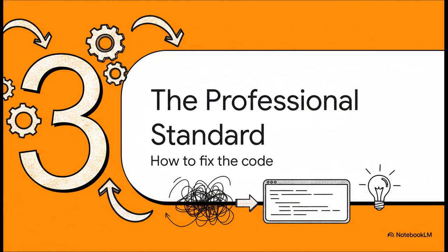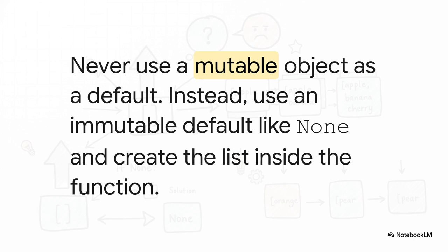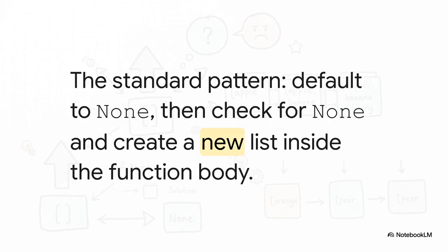So, we figured out why this happens. But the real question is, how do we stop it? Well, thankfully, there's a simple, really elegant solution that all professional Python developers use to avoid this trap. Let's take a look at the standard practice. The core idea is simple. Never, ever use a mutable object, something that can be changed, like a list or a dictionary, as a default argument. Instead, you always use an immutable value. The go-to choice is None. It acts as a safe placeholder, which then lets you create your new list fresh inside the function body every time.